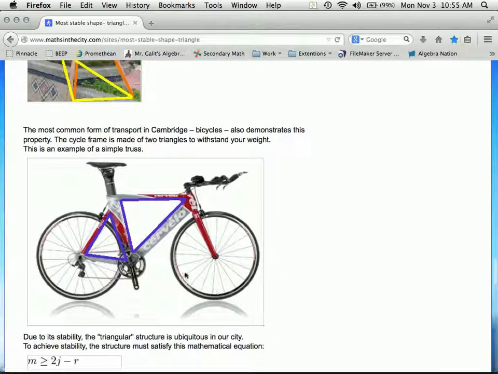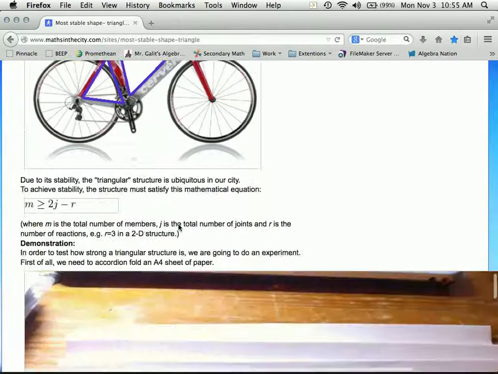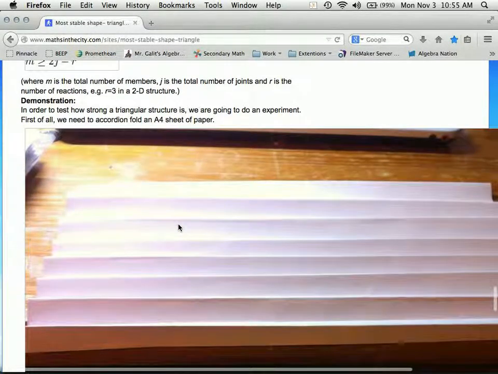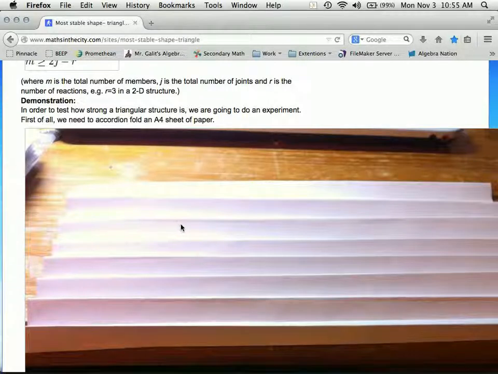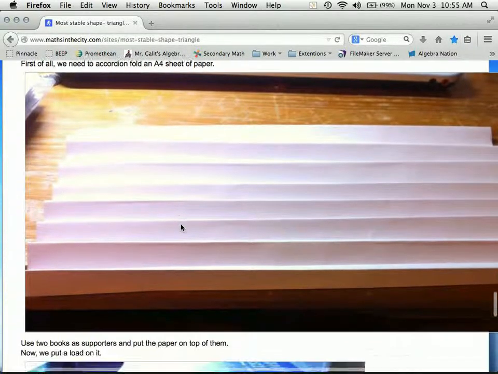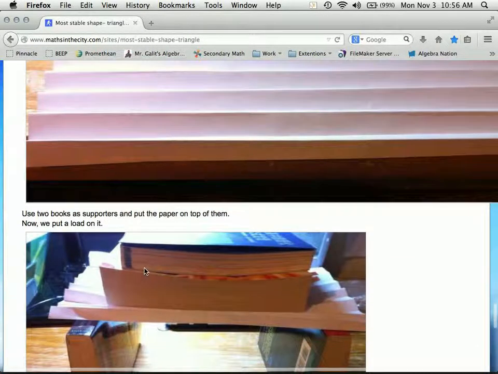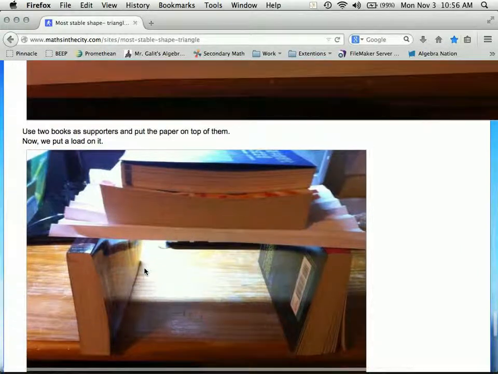Why are triangles being used so frequently to support objects? Because of the idea of triangle rigidity. And here's an experiment that you can do, and I'll connect this website to mine. If you take a regular piece of paper and fold it so that it forms a series of triangles, look what it can do.